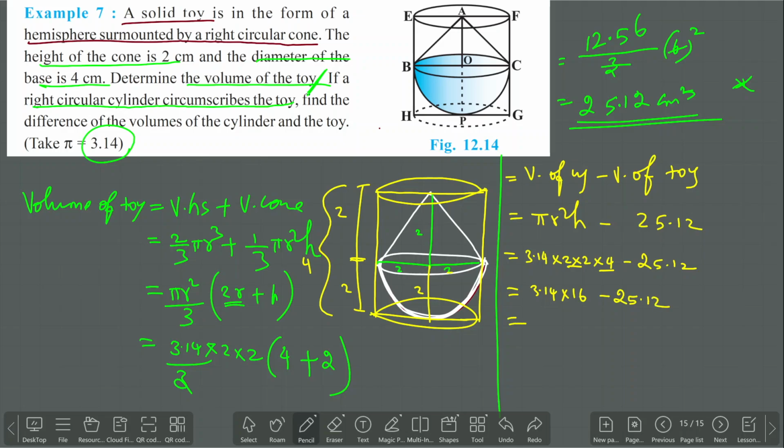Multiply each other. Raja, this you multiplied. Multiply fast.